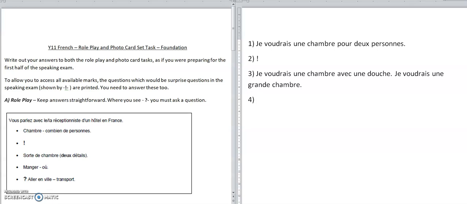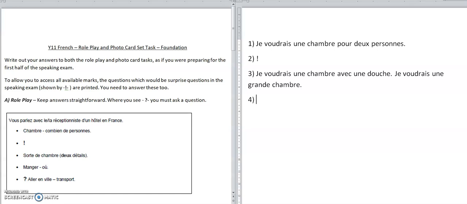Number 4, manger. Hopefully you know that is to eat. But there we need to know the question words again, because it's not about what you're eating or what you're going to eat. Think about it. Somebody's asking you, the receptionist in a hotel is asking you about eating. Où habites-tu, you might know, means where do you live? That might trigger où means where, but you do need to learn those question words.